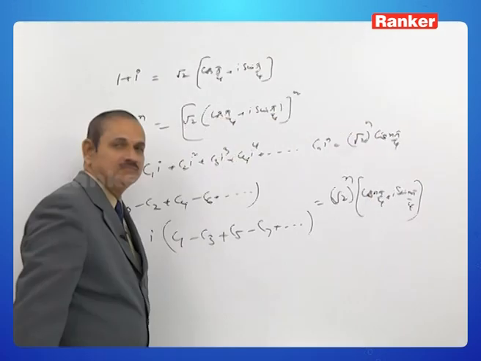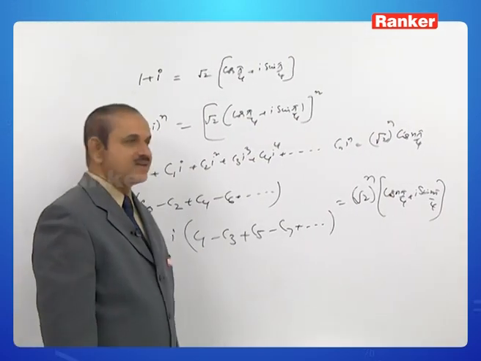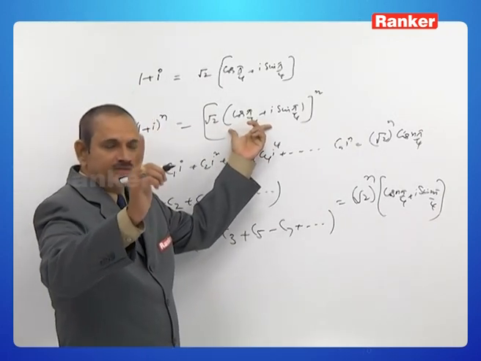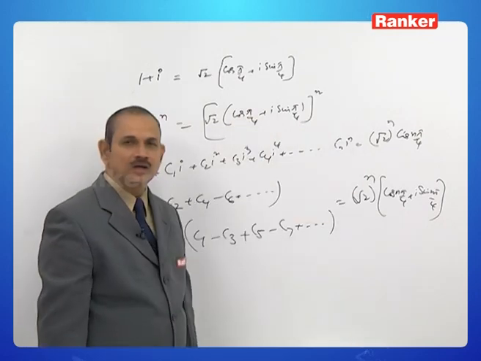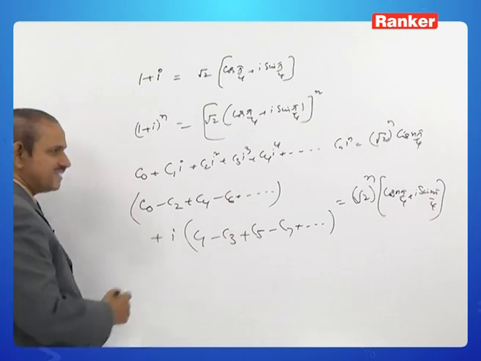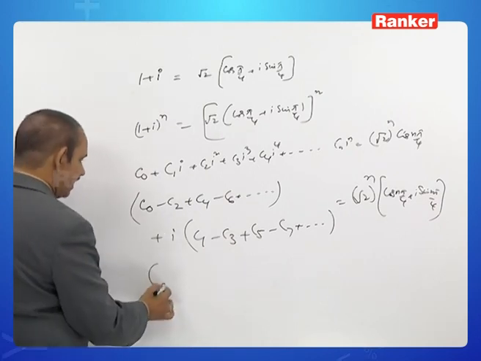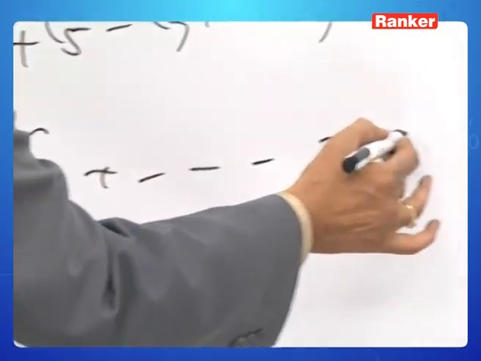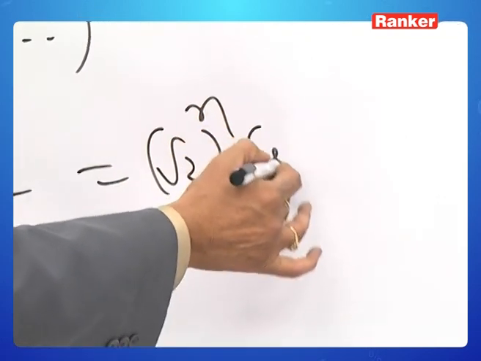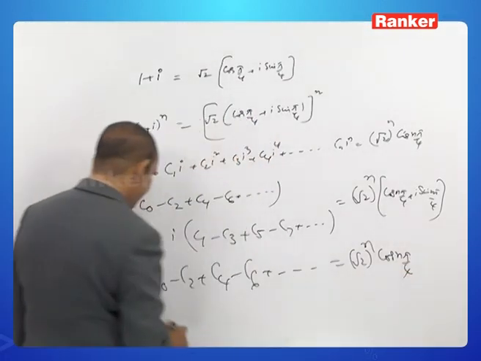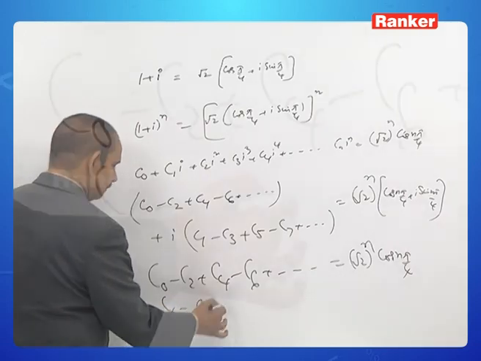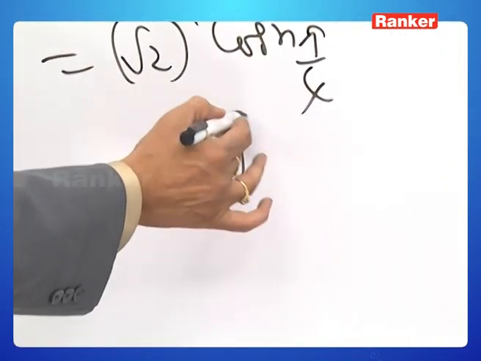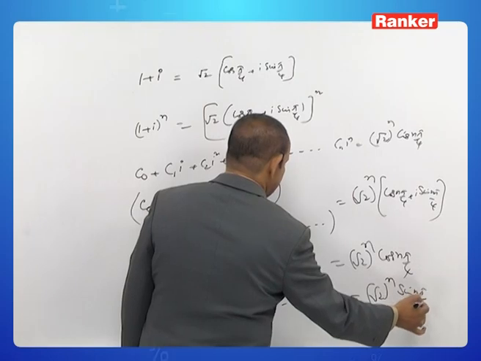My dear friends, I think you could have recollected the reason for this expression. We could have made use of the famous de Moivre's theorem in complex numbers. Good. Compare the real and imaginary parts here. What do you have? C0 − C2 + C4 − C6 and so on is equal to (√2)^n · cos(nπ/4), and C1 − C3 + C5 − C7 and so on is equal to (√2)^n · sin(nπ/4). These are beautiful results.